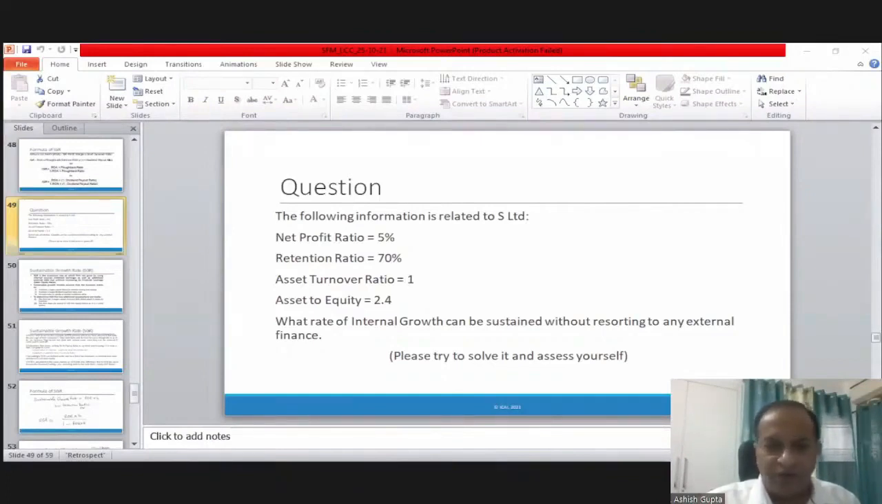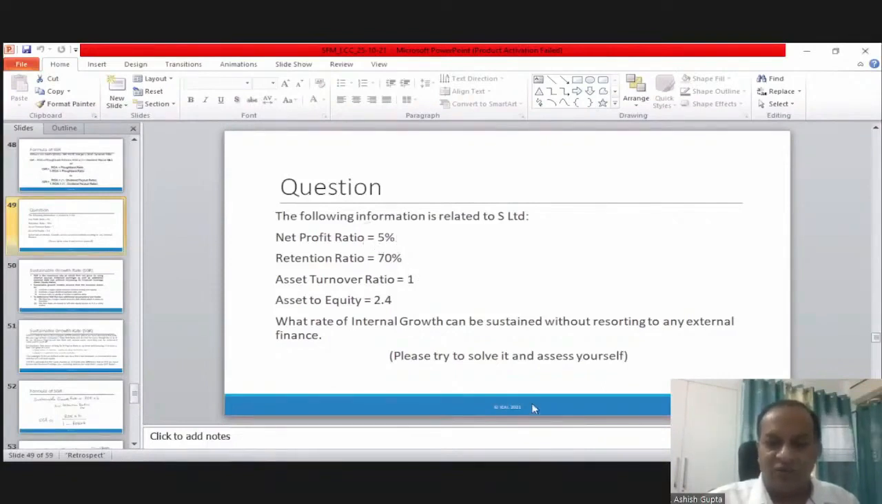Very good. One student has given the answer, which will be better: 3.5. The answer will be 3.5, because our net profit ratio is 5%.